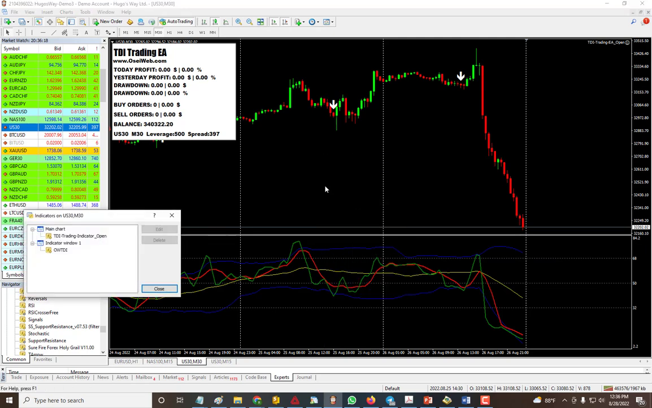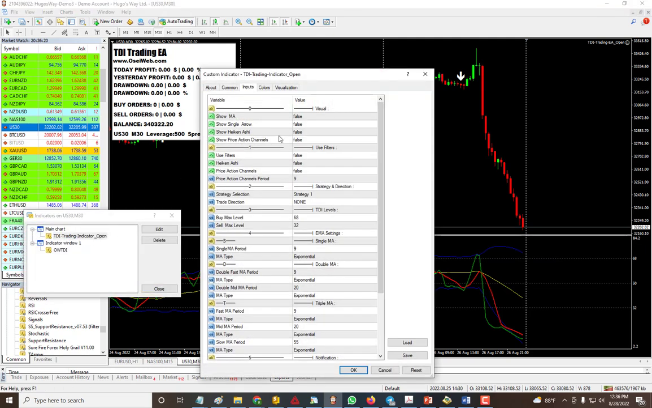So in the indicator, you can show the Heiken Ashi, and also you can show the price action channel. You can show it without even applying it to the trade, if you like. And then also you can turn on the filters if you want to apply the filter, so you'll filter the trade.